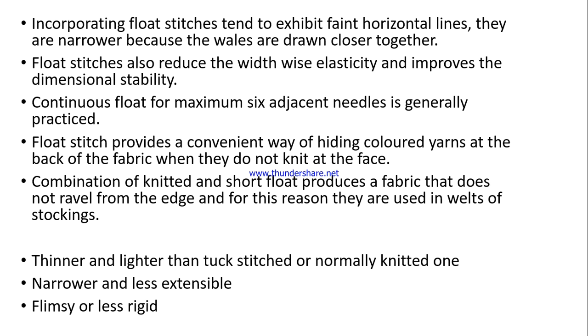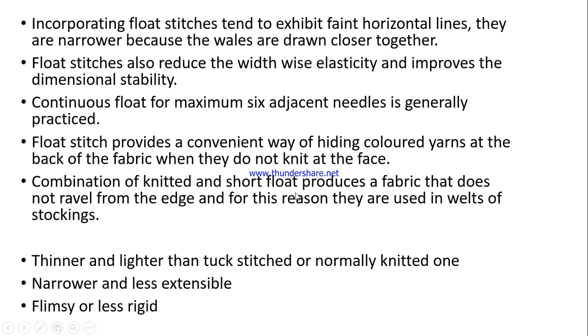The float stitch provides a convenient way of hiding colored yarn at the back of the fabric when they do not knit at the face. Sometimes some colored yarns are used and the design requires that the colored yarn always be kept hidden inside the structure. In that case, in a double jersey structure, colored yarn will be used that will be hidden inside the structure and will never come on the front. So that is possible in case of float stitch.